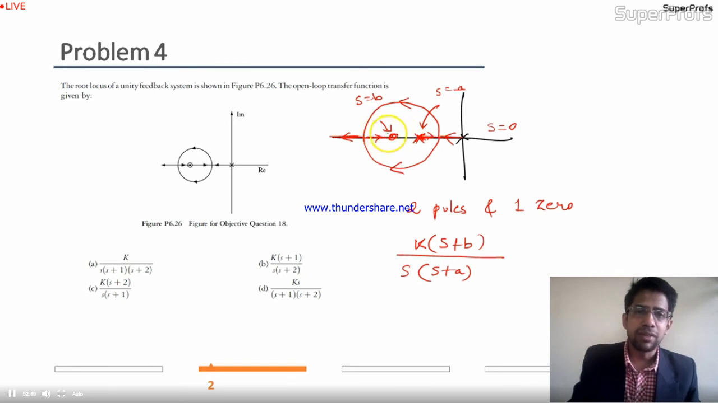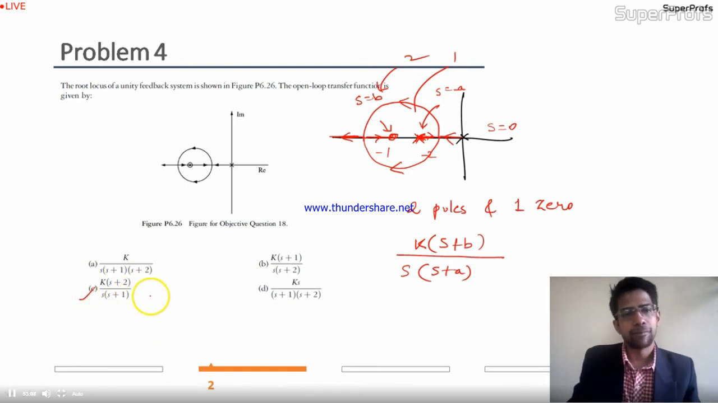As you can see, minus b is on the left hand side of minus a. That means minus b is actually the lesser value than minus a. So basically this can't be minus 1 and this can't be minus 2. So basically b is equal to 2 and a is equal to 1. And that is why you have the transfer function C. So you have K into (s plus 2) divided by s into (s plus 1) as a transfer function. You can see the relative values. That is why C is correct.